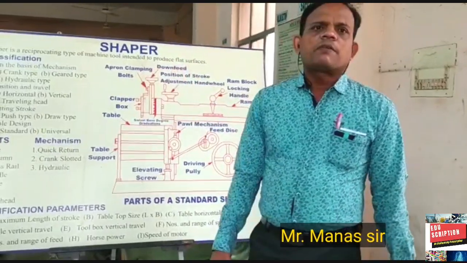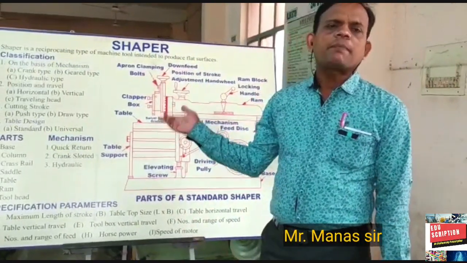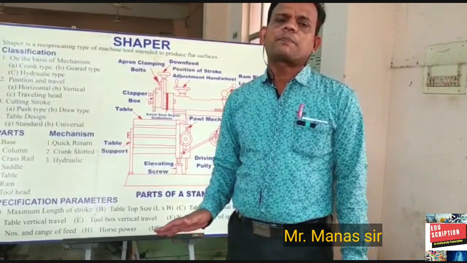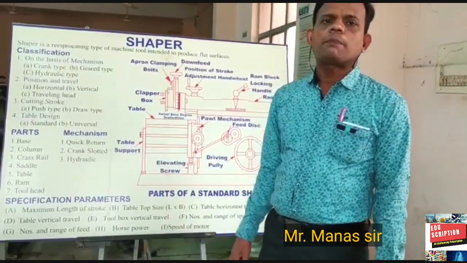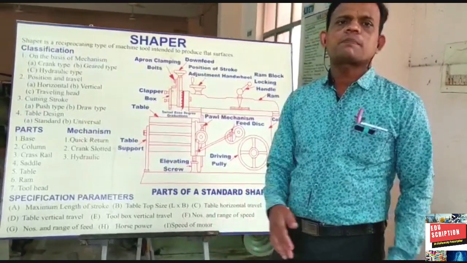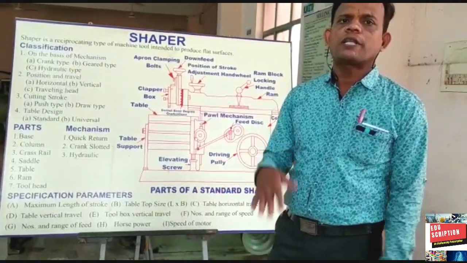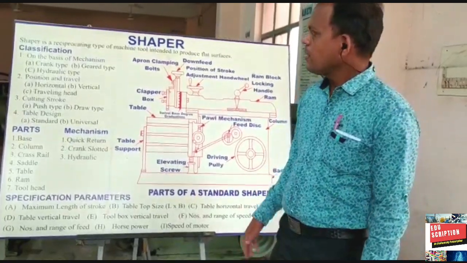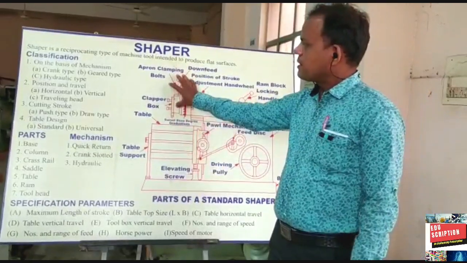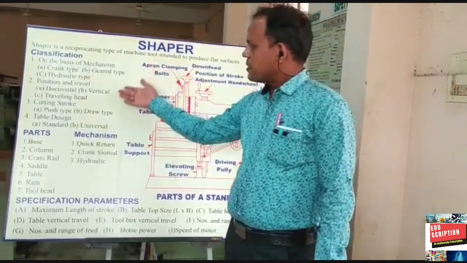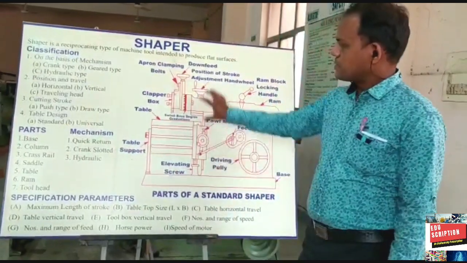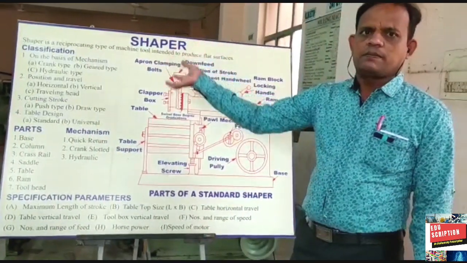Now I am going to explain about the shaping machine. The shaping machine is a machine tool which is used to produce hard surfaces by using a single point cutting tool over a stationary job. And the surfaces may be horizontal, vertical or inclined. And this is the total diagram of the shaper. All parts are labeled here. Then classification, parts, mechanism, specification, everything here. But I will show you now at the machine.